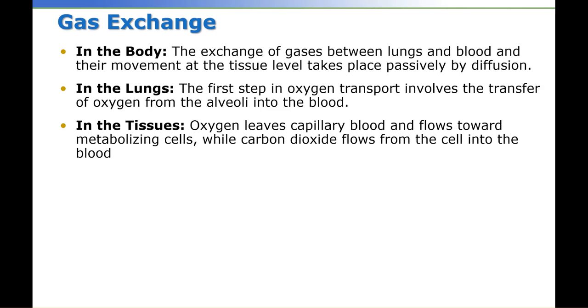What this means is basically oxygen is leaving capillary blood and it's going towards the cells, okay? So cells can do work. Carbon dioxide is flowing from the cells to the blood so that it can be taken back to the lungs and then expired so we can get rid of the carbon dioxide, okay?